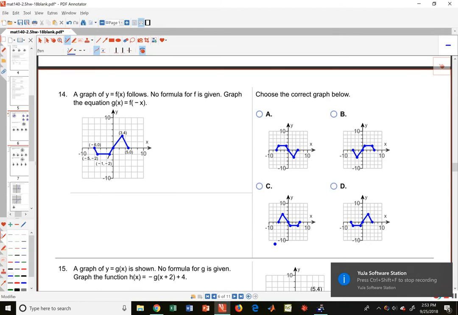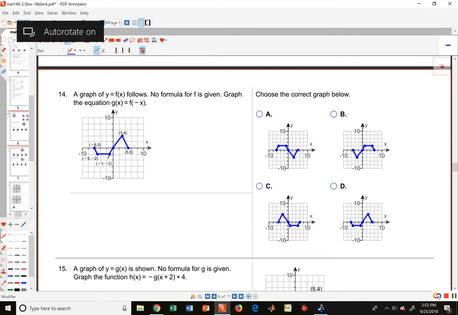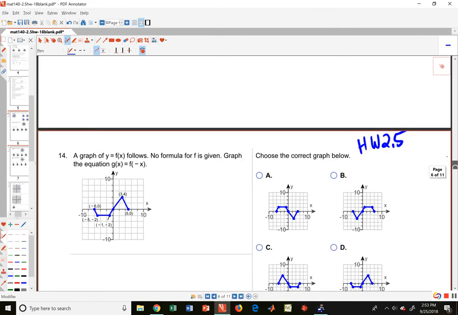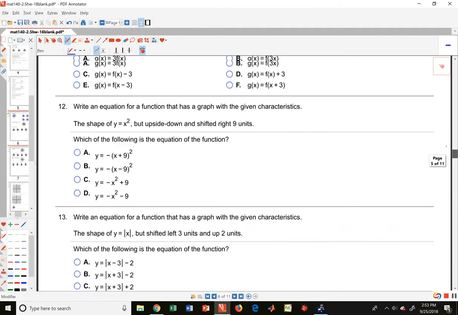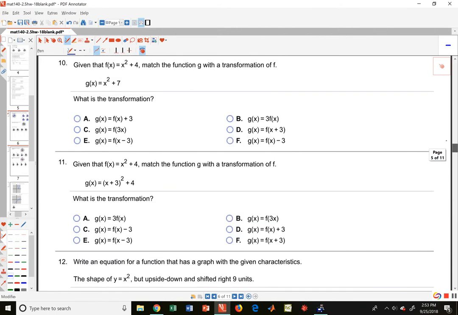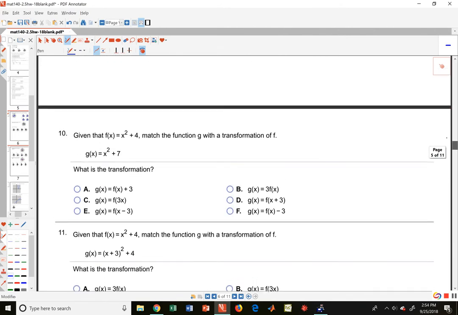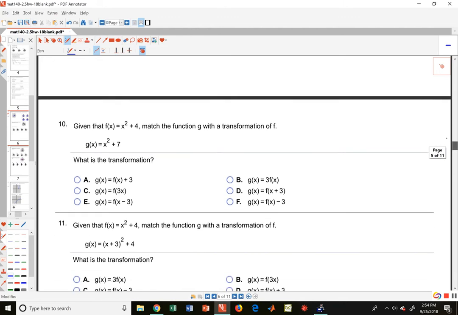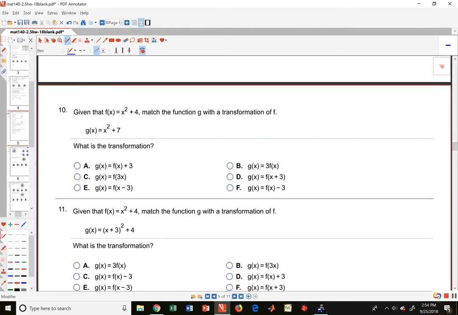Hey, I wanted to do another video here from section 2.5. We're in homework 2.5, and this is a pretty challenging one. So we want to think about what it means, as function notation, to shift things around and manipulate things. So let's go back a little bit. The question here is: given that f of x equals x squared plus 4, match the function g with the transformation of f.